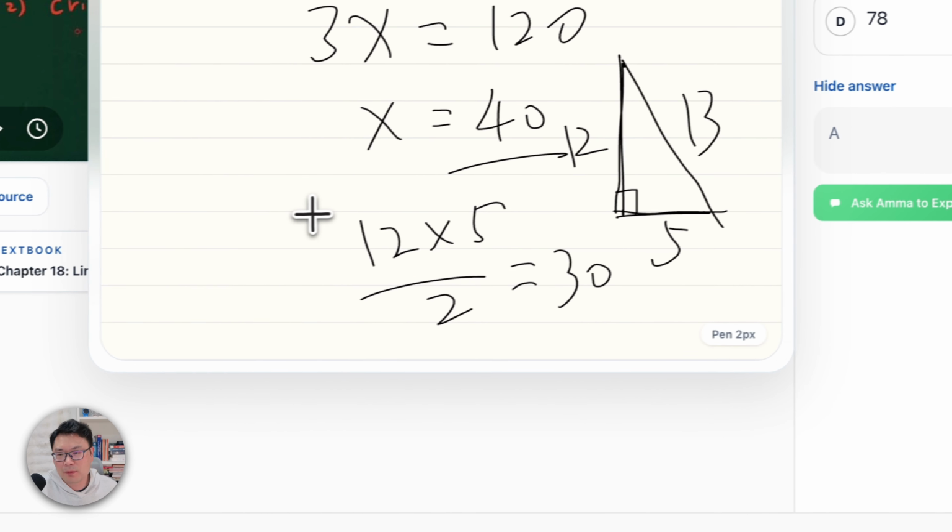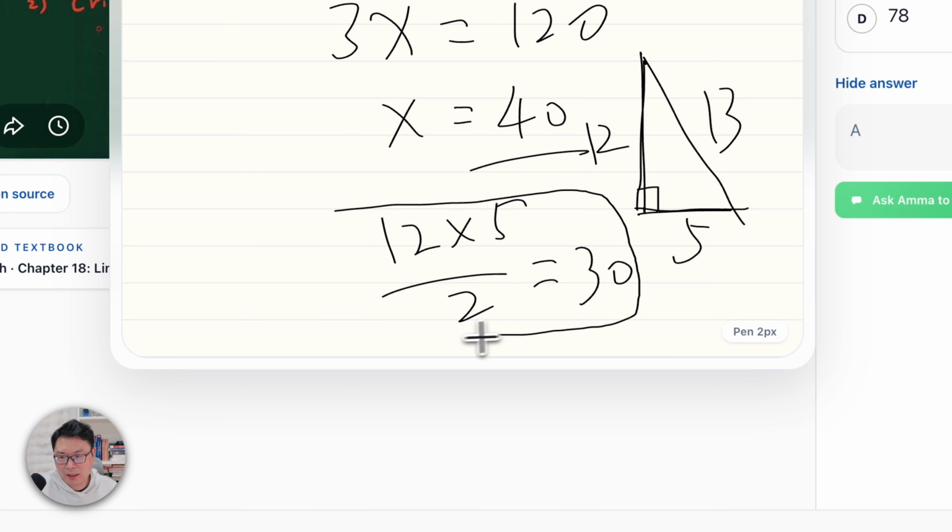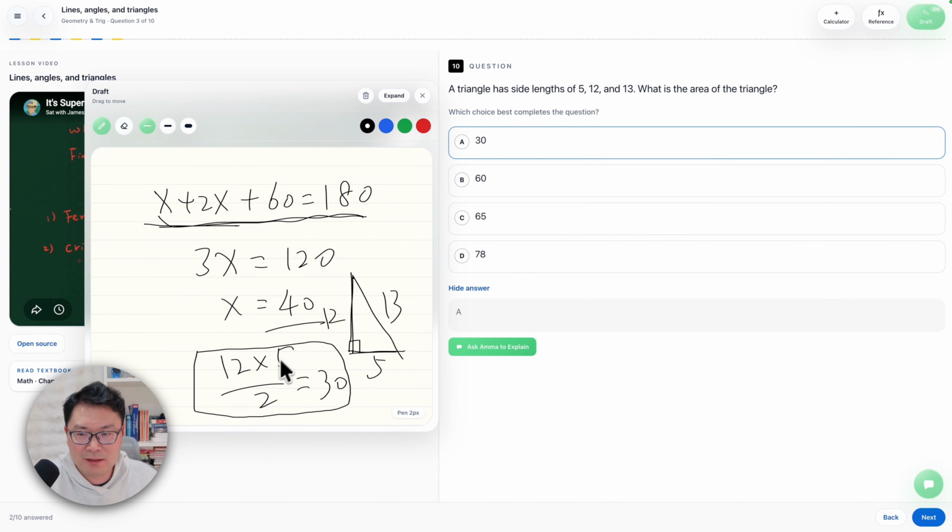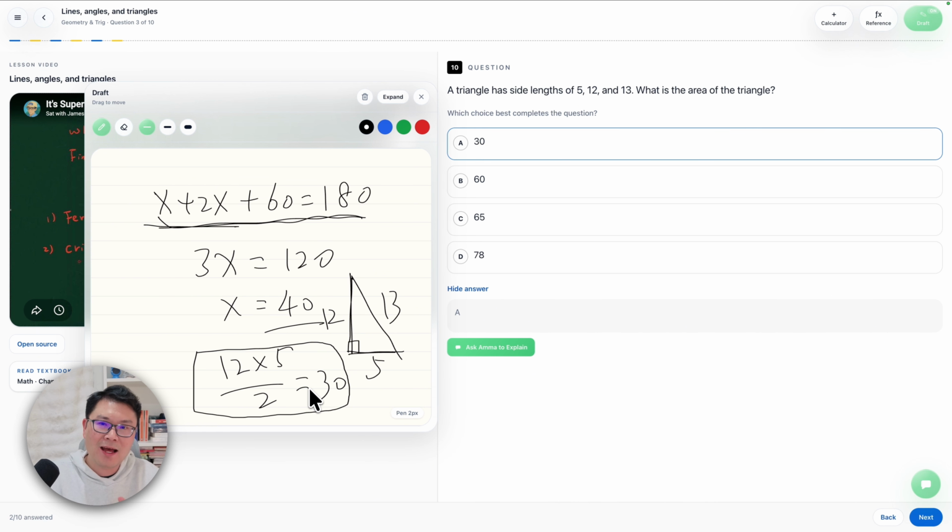So about the formula for the area of a triangle, I haven't mentioned it in the textbook, but it's another thing. It doesn't belong to that chapter. So it's base times the height divided by 2.